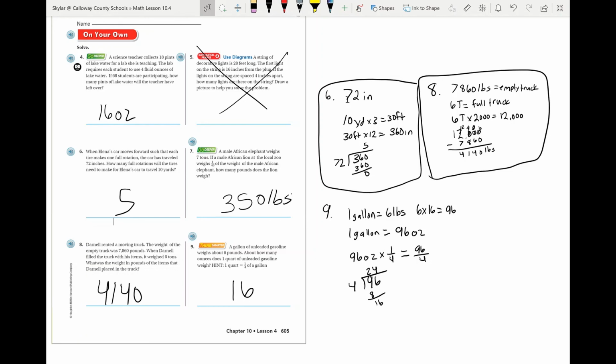Number 9 was a pretty tough one. Let's see if you got it. We took that 1 gallon, which is 6 pounds. And we're trying to find out how many ounces a quart will weigh. So let's go ahead and find out how many ounces a gallon will weigh. So 1 gallon ends up giving us about 96 ounces. And hopefully you caught that hint. 1 quart is 1/4 of a gallon. So if 1 gallon is 96 ounces, then let's see what 1/4 of 96 ounces would be. And that will give you 16 ounces.